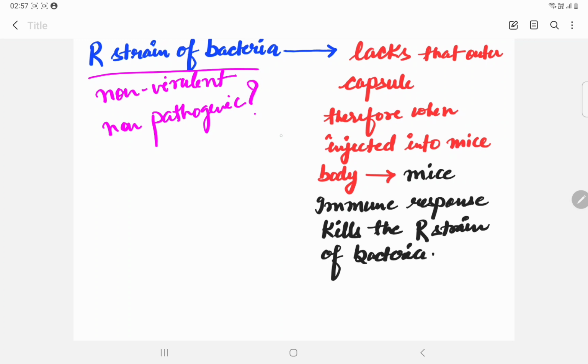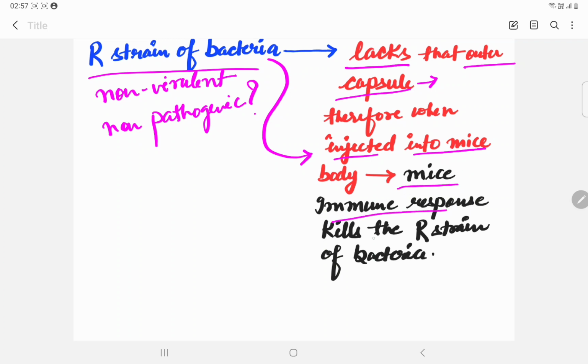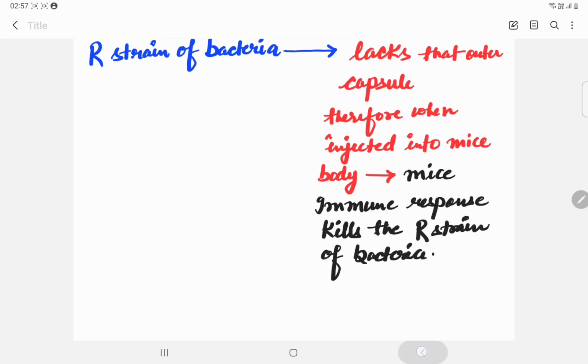What's the reason behind its non-pathogenicity? Since it lacks the outer capsule, and we know that the outer capsule protects the bacteria from the immune response of the mouse body. Since it lacks it, when these bacteria are injected into the mice body, the mice immune response kills the R strain of bacteria. Therefore they are not able to cause any kind of disease to the mouse. That's why they are non-pathogenic.